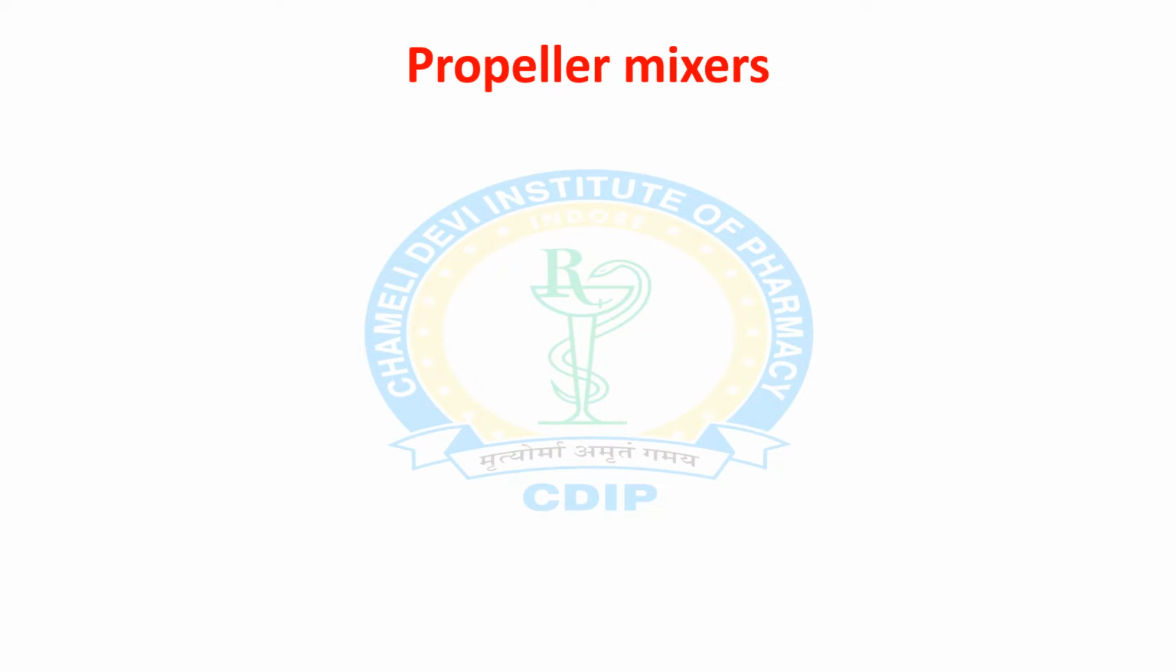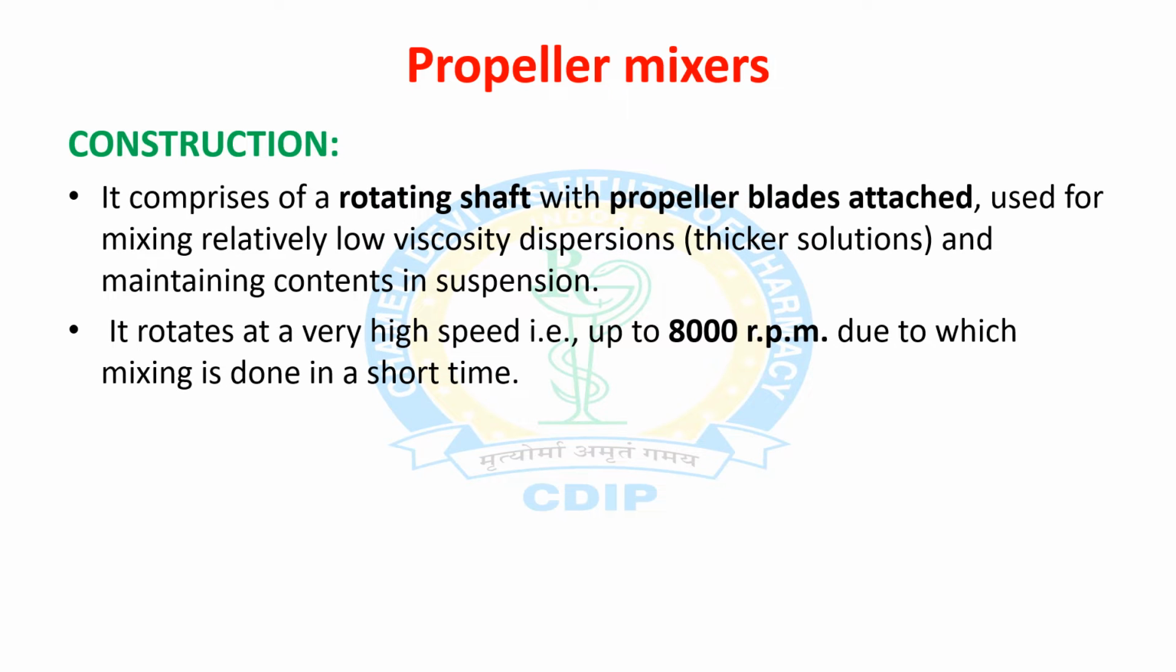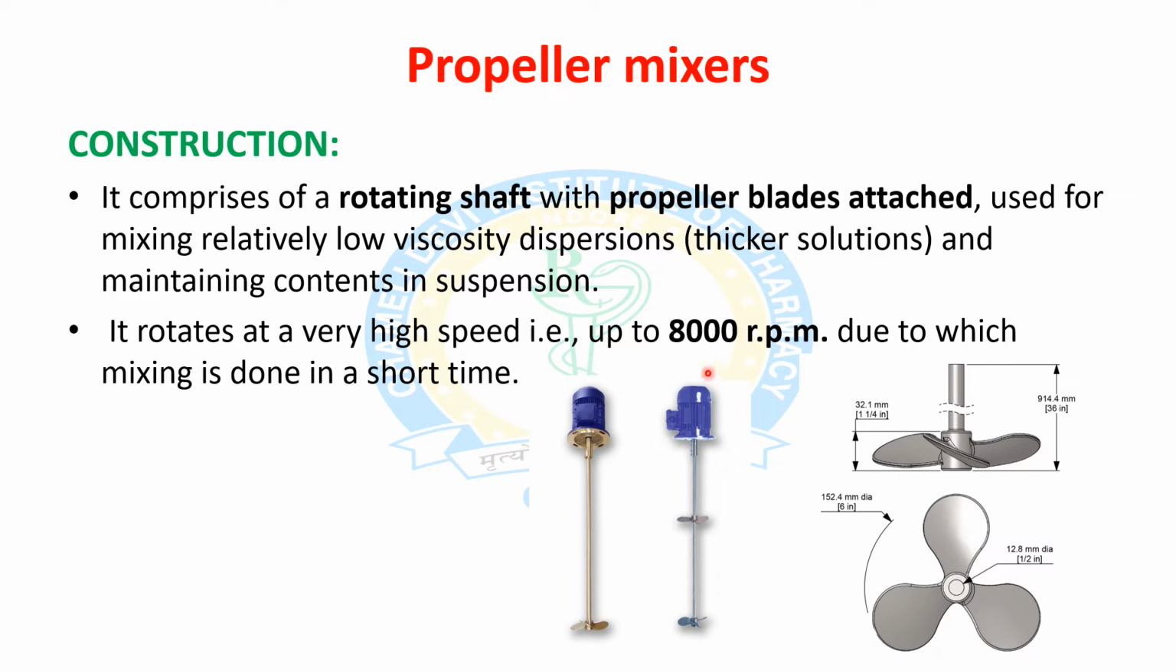Now the first type of mixture is the propeller mixer. This mixer we have studied earlier under the liquid-liquid kind of mixture. So the construction of the propeller mixer is it comprises a rotating shaft with propeller blades attached, which are used for mixing low viscosity dispersions and maintaining contents in suspension. And it rotates at a very high speed, up to 800 rpm, due to which mixing can be done in a short time. So these are the propeller mixers, and these are the blades which are attached to the rotating shaft.